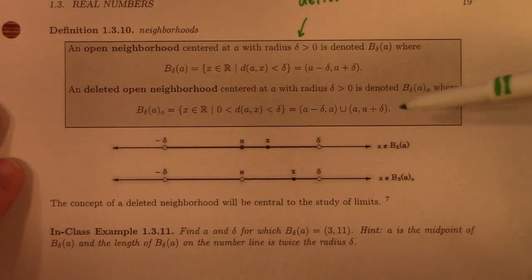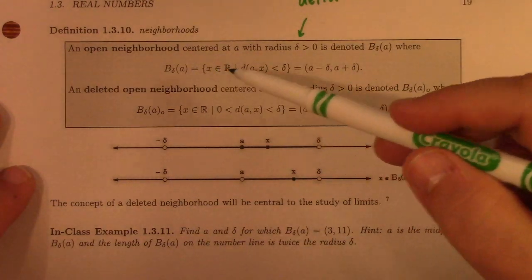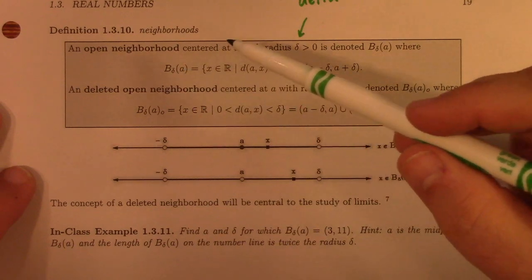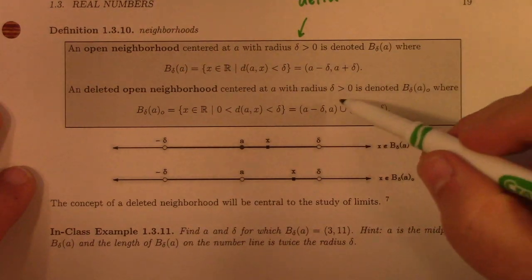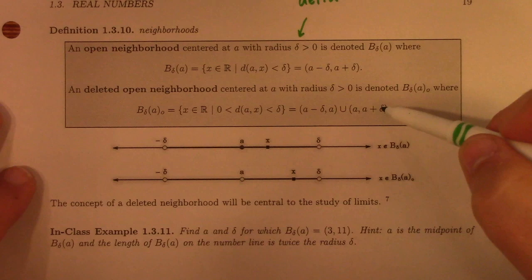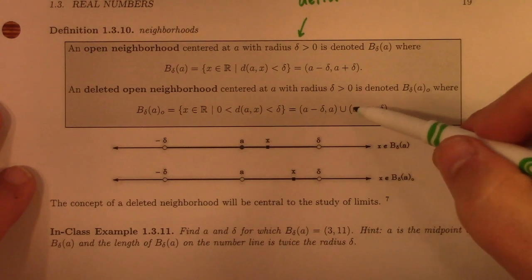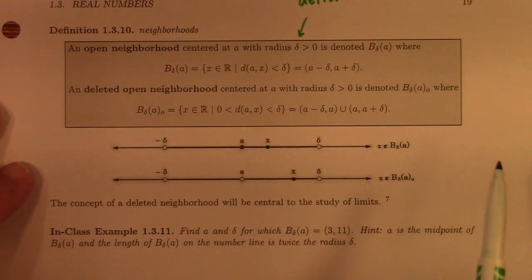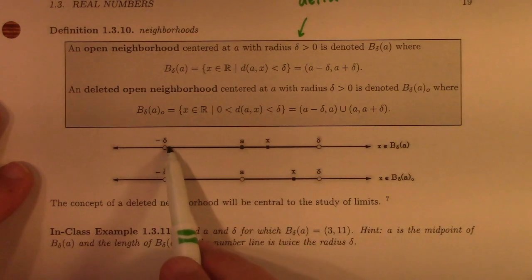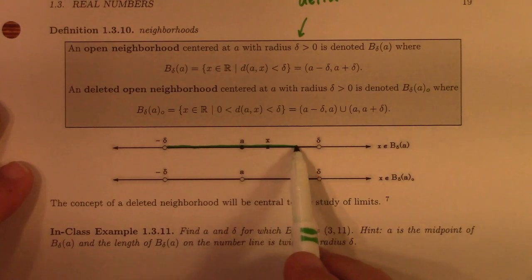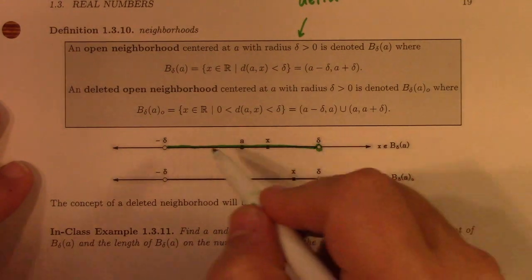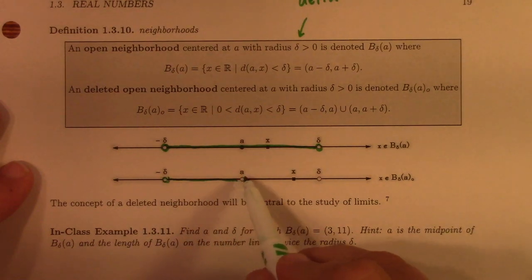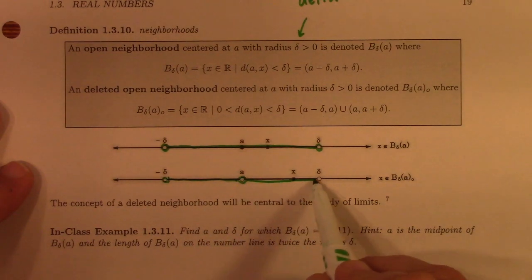You can also delete the center. So the deleted open neighborhood is like the delta neighborhood just without the A in the middle. So we just take the union A minus delta to A, and then union with A to A plus delta, where A is not included. So here's a picture of it. The ball is just this thing, not including the endpoints. It's open, and the deleted one also excludes the center. So like that.